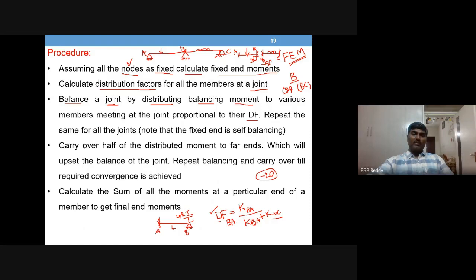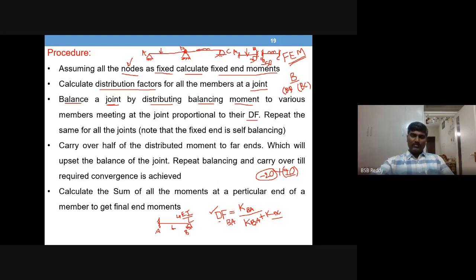What should be the moment at B? B is a hinge, right? The moment should be 0, but what you are getting is minus 20. So this shall be made 0. To make minus 20 zero, what shall you do? You have to apply plus 20. So plus 20 shall be applied. How do you apply this 20 to the two members there? This is the applied moment, plus 20.